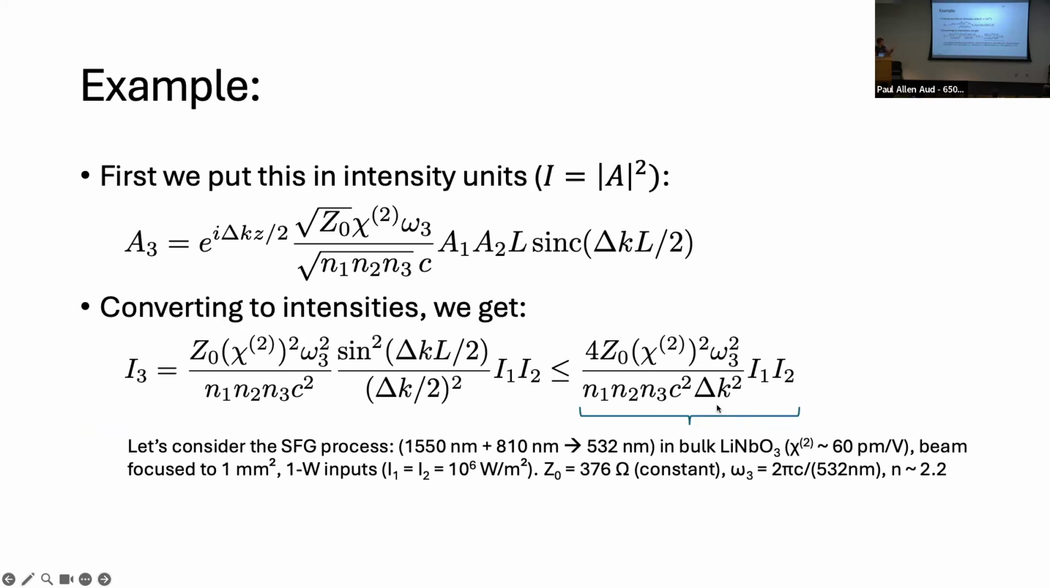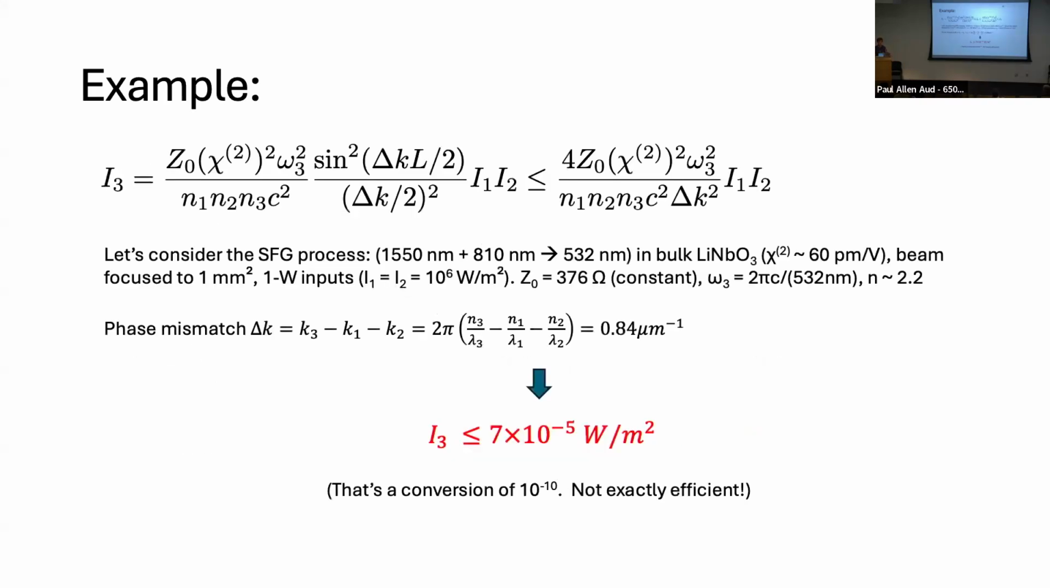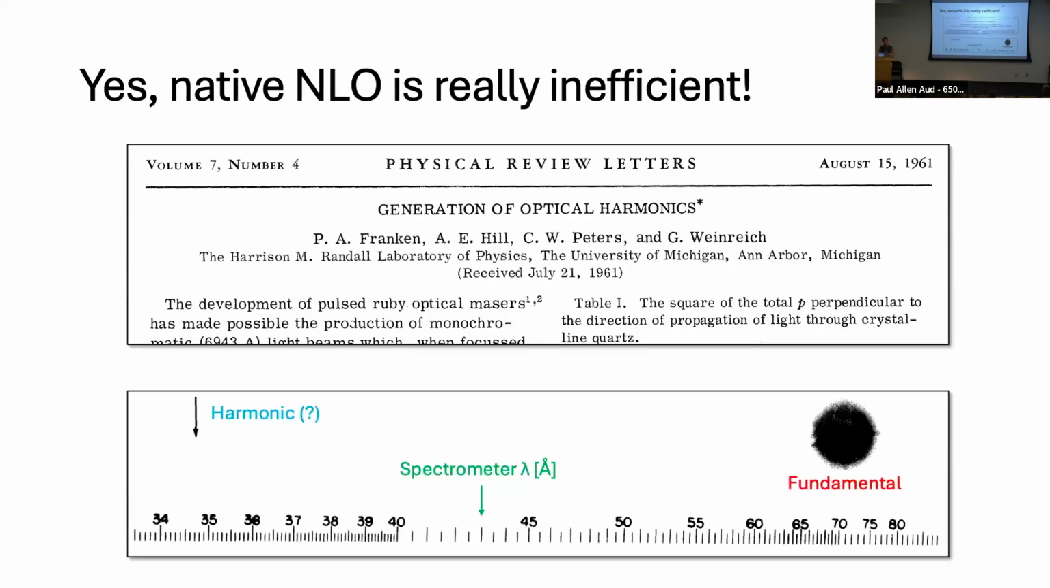And just plugging in very standard numbers here, we're taking a material with a high nonlinearity and a reasonably high input power. You find that if you start with roughly a watt of input power, then you end up with something like 10 to the minus 10 watts of output power. So you get a conversion efficiency for a native nonlinear optical process without phase matching of about 10 to the minus 10. Now I bring this up because this is what was done in that initial paper. This was not phase-matched nonlinear optics.